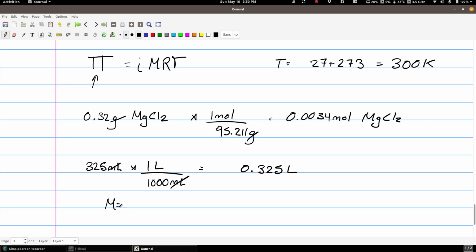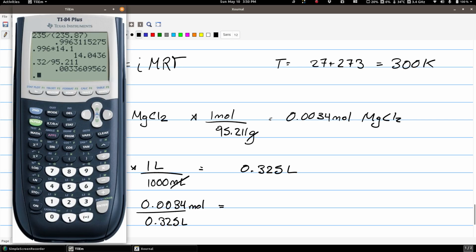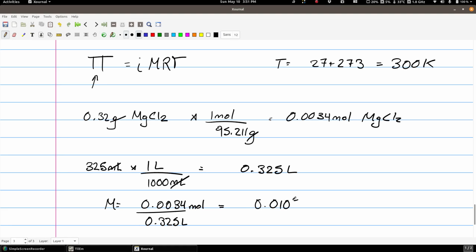M equals 0.0034 divided by 0.325. So that's moles over liter. And then our molarity is 0.0105 M.